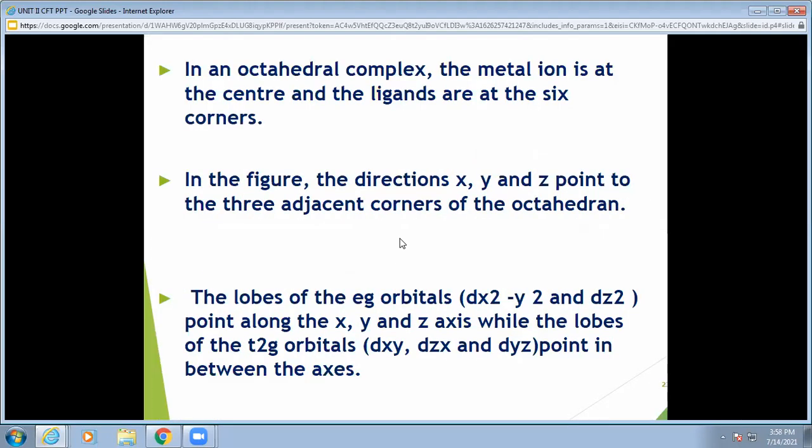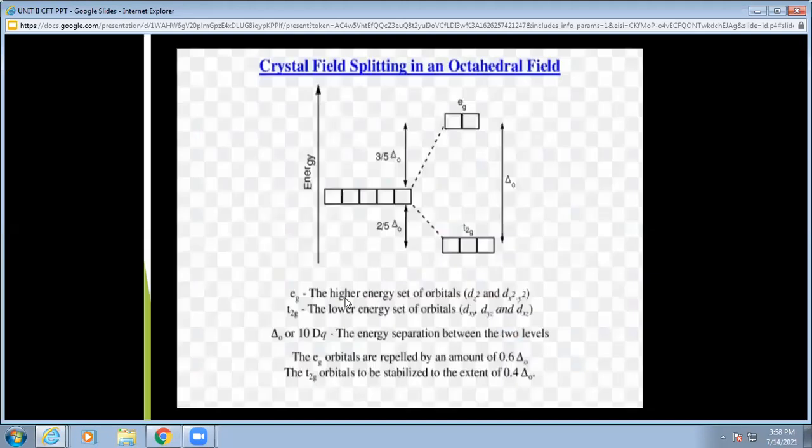What is eg? eg means the high energy set of orbitals, dz square and dx square minus y square. This is called an octahedral structure. t2g is the lower energy set of orbitals, dxy, dyz, and dxz. Delta naught or 10 Dq is the energy separation between the two levels. The eg orbitals are raised by an amount of 0.6 delta naught, and the t2g orbitals are stabilized to the extent of 0.4 delta naught.